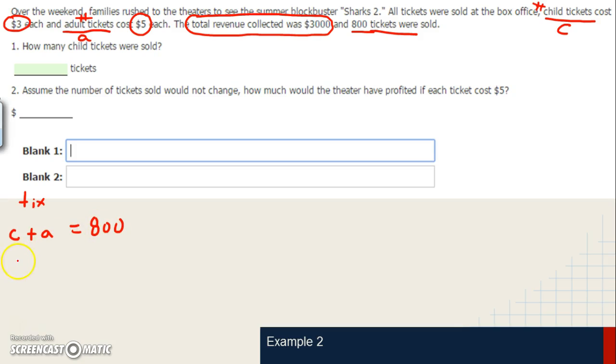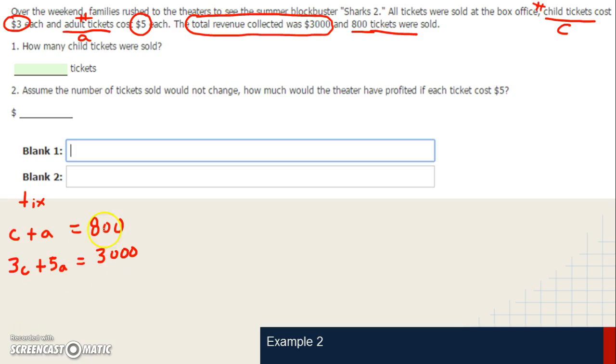And then we can go ahead and make a total revenue equation. Well, we know that the total revenue made was $3,000, and we know that the cost per child ticket was $3, so $3 times the number of child tickets sold, added to the cost of an adult ticket, $5 times the number of adult tickets sold, will give us this 3,000.